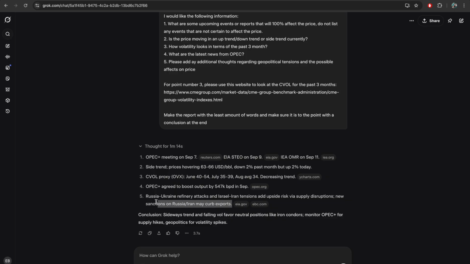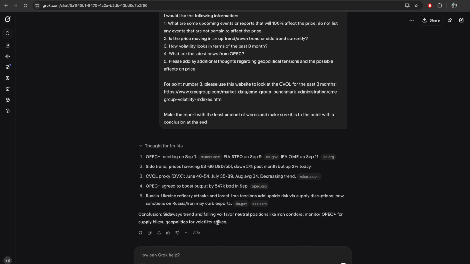So basically it tells us we have quite a lot of uncertainty and potential upside on crude oil because of, we just talked about Russia-Ukraine refinery attacks, and there's again tensions between Israel and Iran. So let's see here, the sideways trend and the falling volatility favor neutral positions like iron condor. Monitor OPEC Plus for supply hikes, geopolitics for volatility spikes.